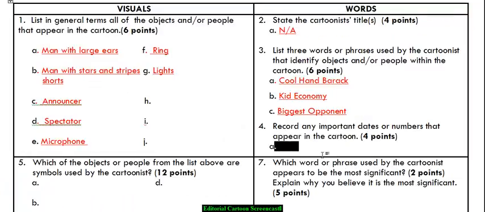So we head back to our worksheet, and once again, there are no numbers or dates, so we're just going to put NA or put a dash or write out "not applicable" or write in the words "no numbers and dates." Somehow you need to let your teacher know, once again, that you recognize that there are no dates or numbers. Now let's move on to question number 5 under visuals.